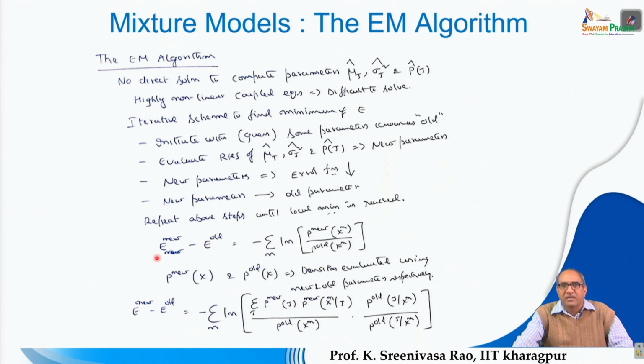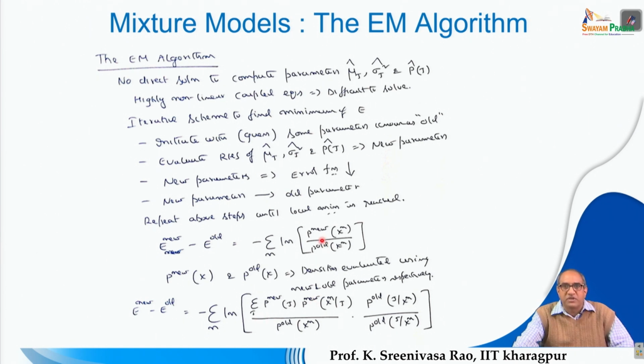And this is nothing but, using a formula, the negative log likelihood of the error. So E new and E old can be estimated as the negative log likelihood. When you take a log, this becomes a summation over n data points. And as I mentioned, P new and P old are the densities estimated due to the new parameters and old parameters, and E new minus E old equals this expression.